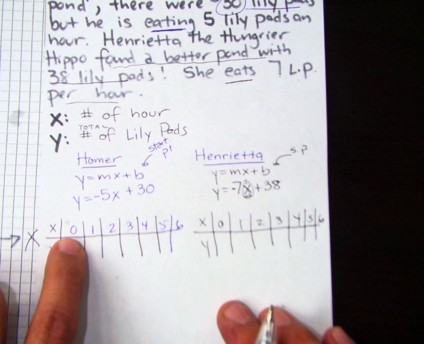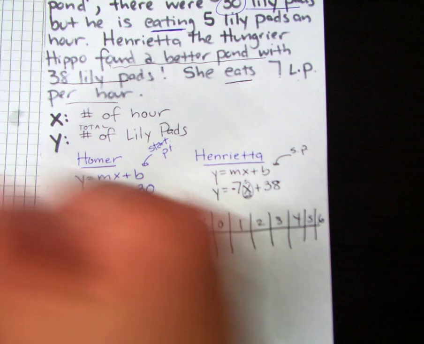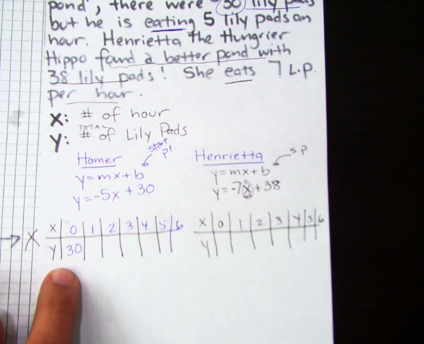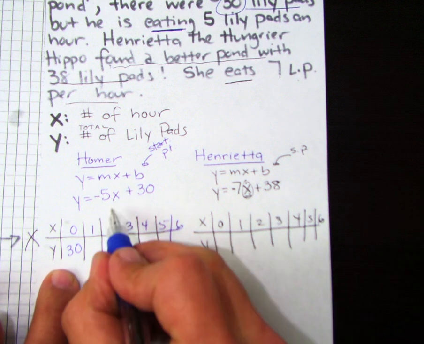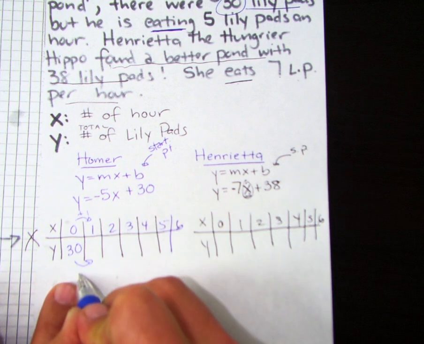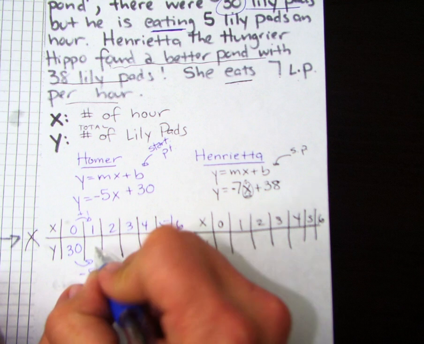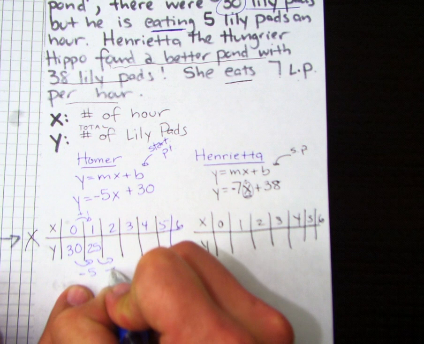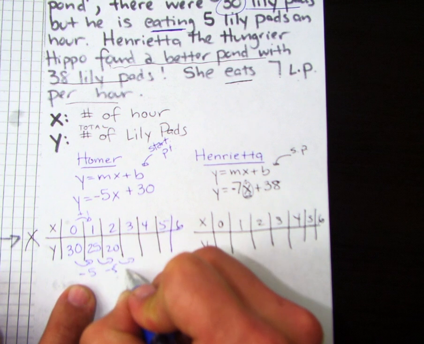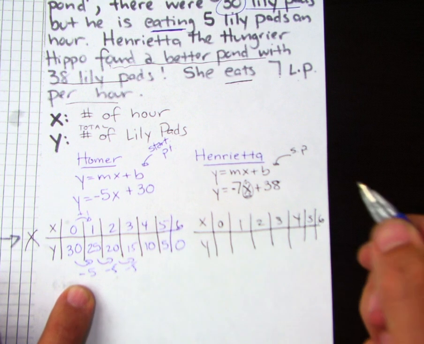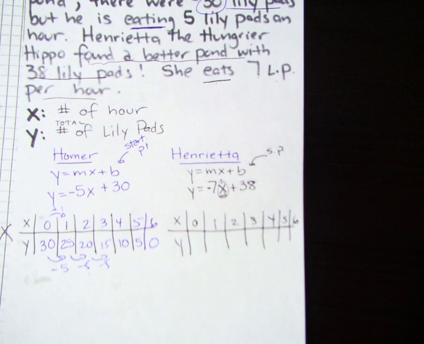If we start with 0 hours, what are you going to have? Well, there were already 30, so no hours. There's still 30 because I haven't eaten anything. That's right. So then each hour, what are you doing? I'm decreasing by 5. So I'm going to have 30 take away 5 is 25. 25 take away 5 is 20. 20 take away 5 is 15. 10, 5, 0. Okay, I could do that too.